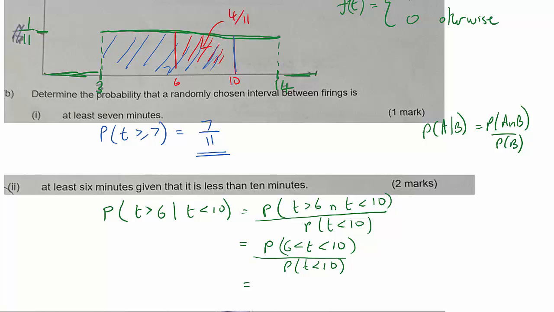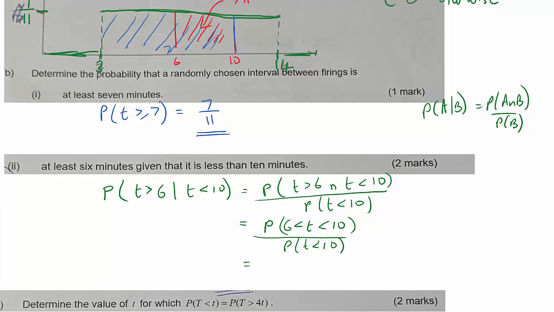So what we're talking about here is 4/11ths divided by 7/11ths. Turn this upside down and multiply, and we get 4/7.